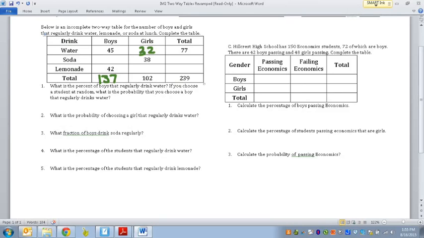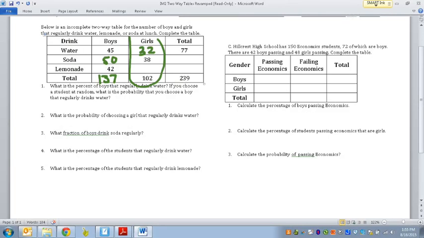Okay, so now look at this column. I know 45 boys drank water, 42 boys drank lemonade, and if I surveyed 137 in total, I could find out how many boys surveyed with soda. So I would do 137 minus 45 minus 42, and that gives me 50. So I know 50 boys drank soda.